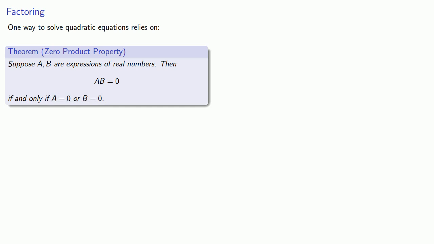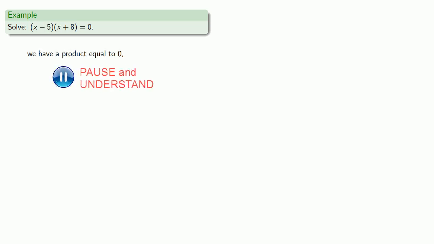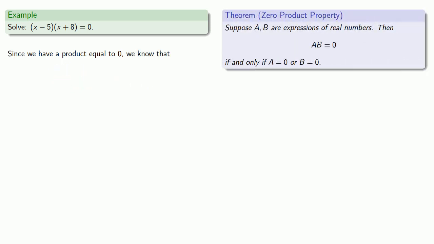In other words, if I have a product equal to zero, I know that one of the factors must be zero. So for example, suppose I want to solve the equation x minus 5 times x plus 8 is equal to zero. Again, a useful thing to be able to do is to identify what type of expression we have, and over here on the left-hand side, the last thing we have to take care of is this product, and that means that we have a product equal to zero. And since we have a product equal to zero, we know the zero product property applies, and so we know that either x minus 5 is equal to zero, or x plus 8 is equal to zero.